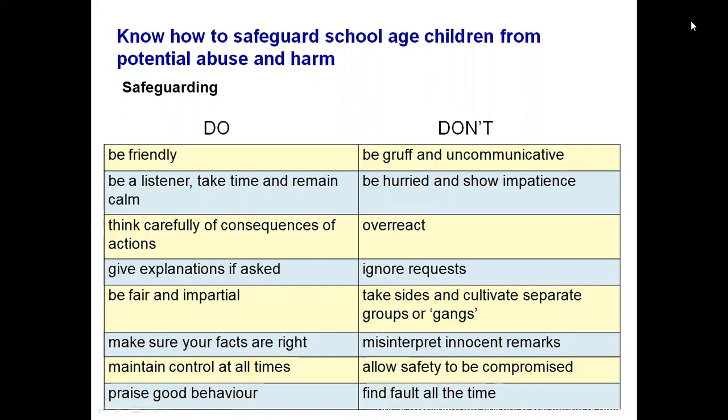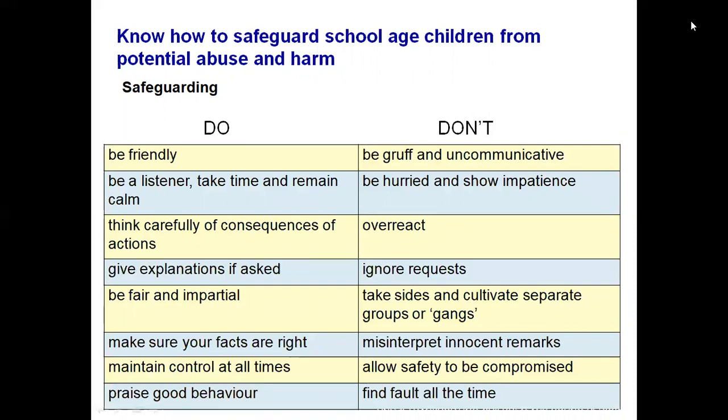Think carefully of the consequences of your actions. You are a responsible adult. You're acting in front of children. So don't overreact. It could be something like road rage to other motorists. Those children in your vehicle witness how you react. Give explanations if asked.